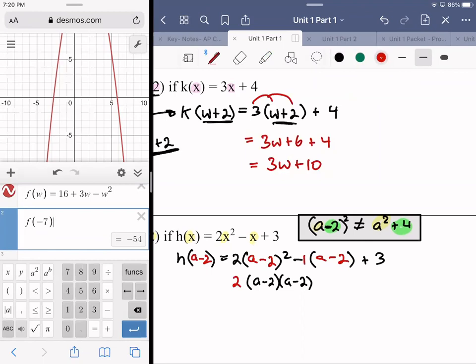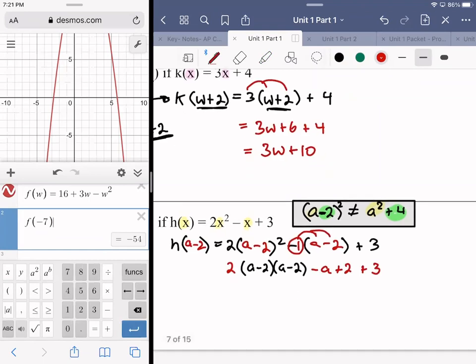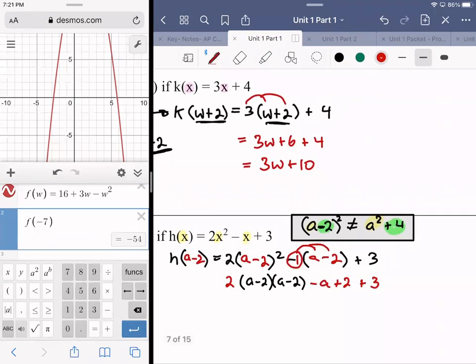Right at this moment, I see that I have a -1. I just tucked a little 1 in there. I'm going to distribute that to each term on the fly. -1 times a is negative a. -1 times -2 is positive 2. And then we have the +3. So we can simplify a little bit around that binomial squared, but we eventually have to tackle this. So let's do it now.